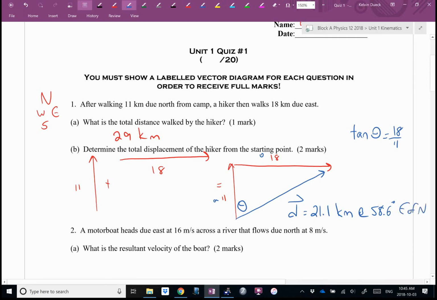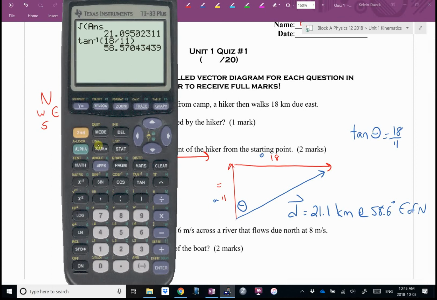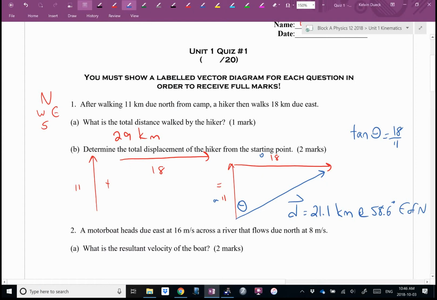Now, if you have that, you get 3 out of 3. I would also accept 31.4 degrees north of east. That would be if you drew the 18 first and then drew the 11. The way I would mark this, by the way, for 2 marks, I would give you 1 mark for the magnitude, a half mark for the theta, and a half mark for the what of what.